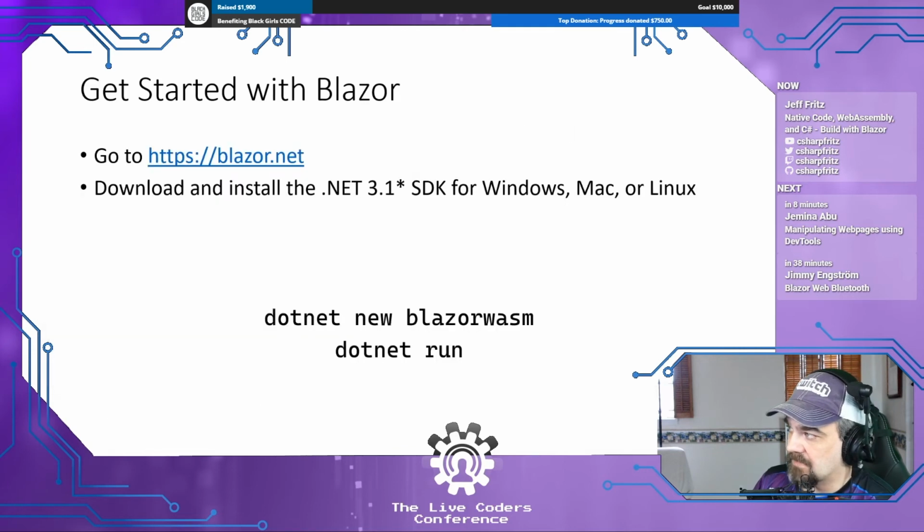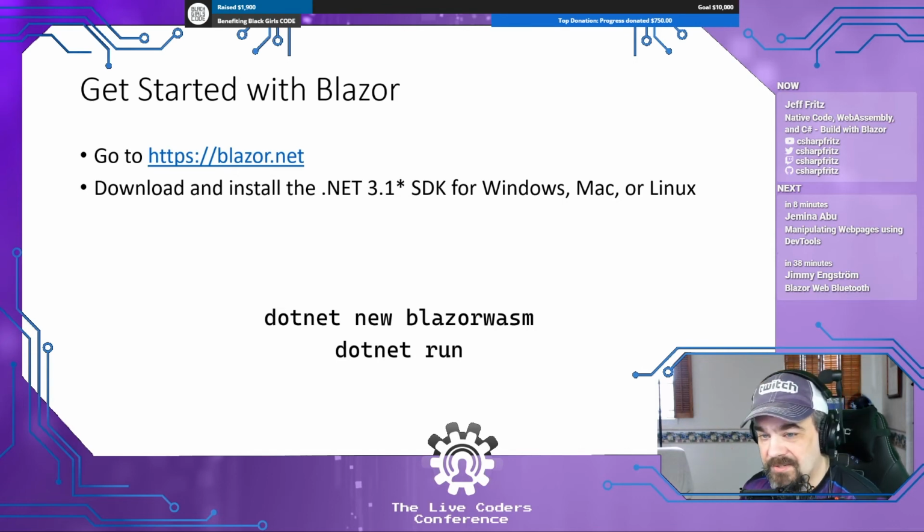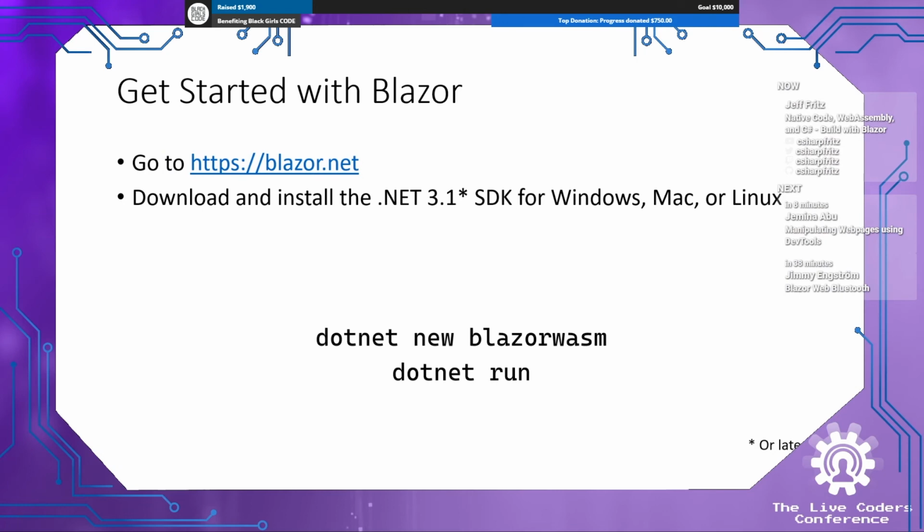All right. Let's talk about how you get started with Blazor. Okay? Now, just go to blazor.net. Download and install that .NET 3.1 SDK for Windows, Mac, or Linux. And two commands will get you started: dotnet new blazorwasm, and dotnet run. That's all you have to do.